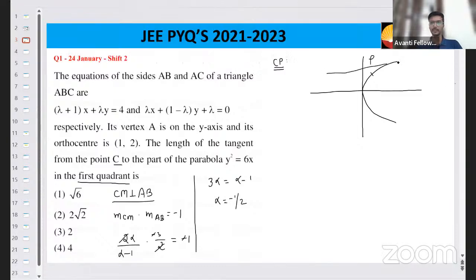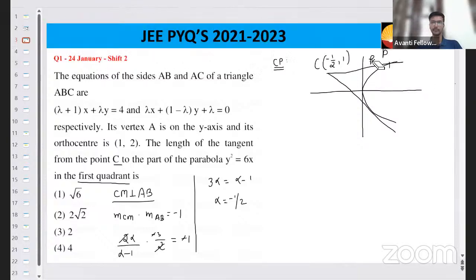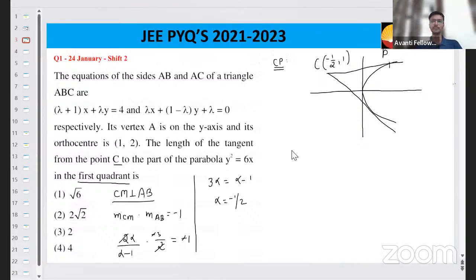C will be in the second quadrant. Here is C. C is (minus half, 1). So here is point P. Thanks for pointing it out. Now, the story says we need to get point P.